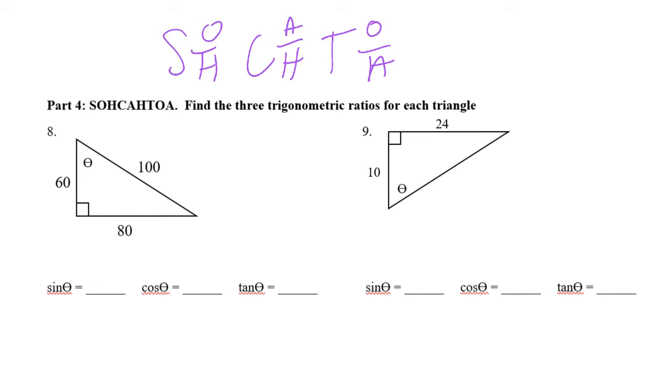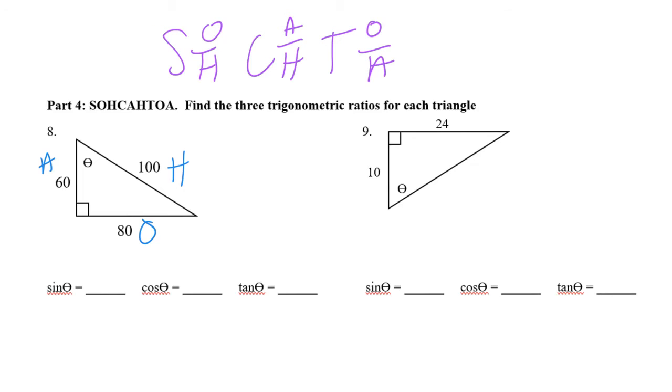So on number 8, sine is opposite over hypotenuse. So it's going to be best to label our sides first. The side across from the angle is the O. Across from the 90 is H. The one next to it is A. So now that we have those, we can go ahead and figure out sine.